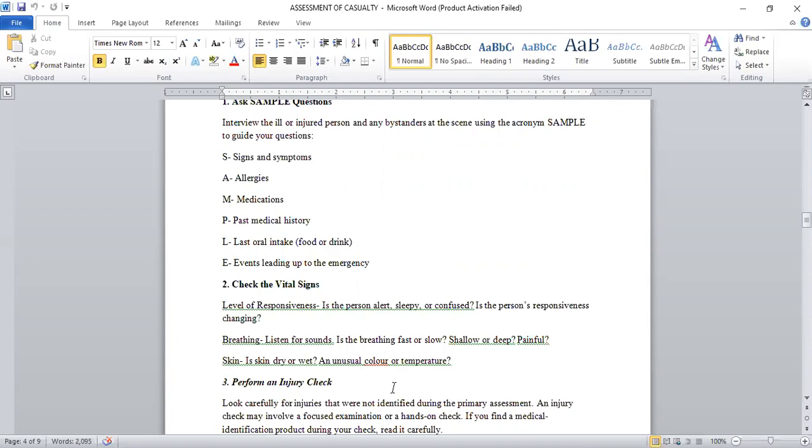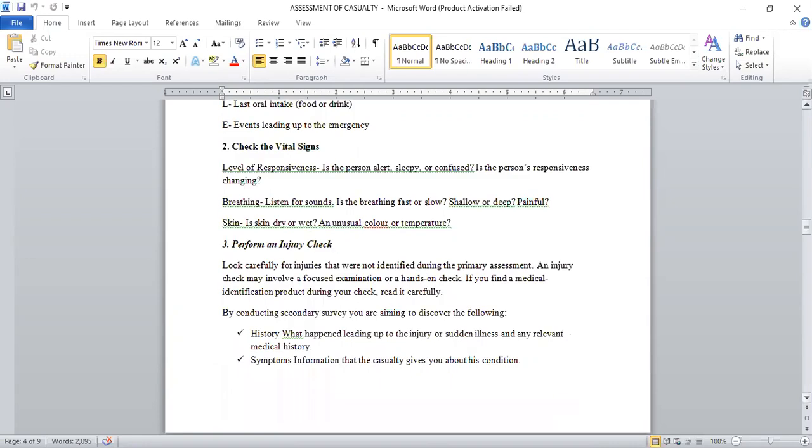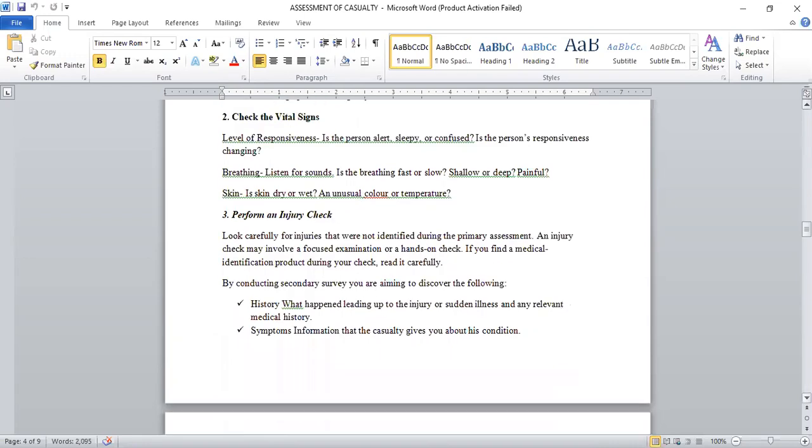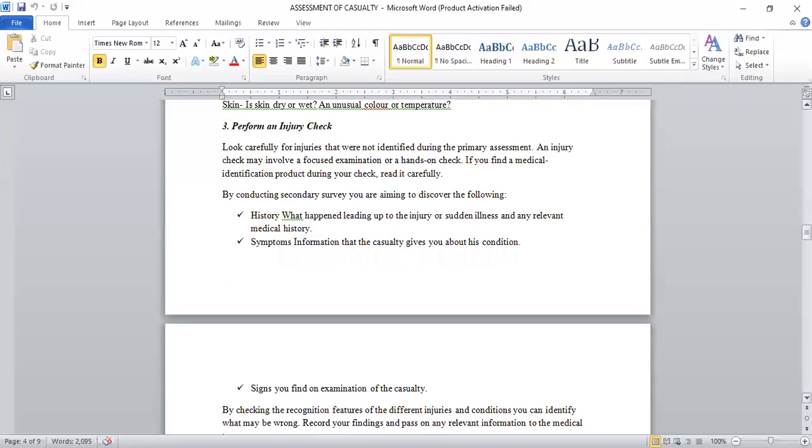Remember, always when you're giving first aid, you should be recording somewhere such that when the emergency help arrives, or those people who are more qualified than you get to the scene, you need to hand over everything, since they are more qualified and they can handle the situation better. Then performing the injury check, getting things like history, symptoms, signs.